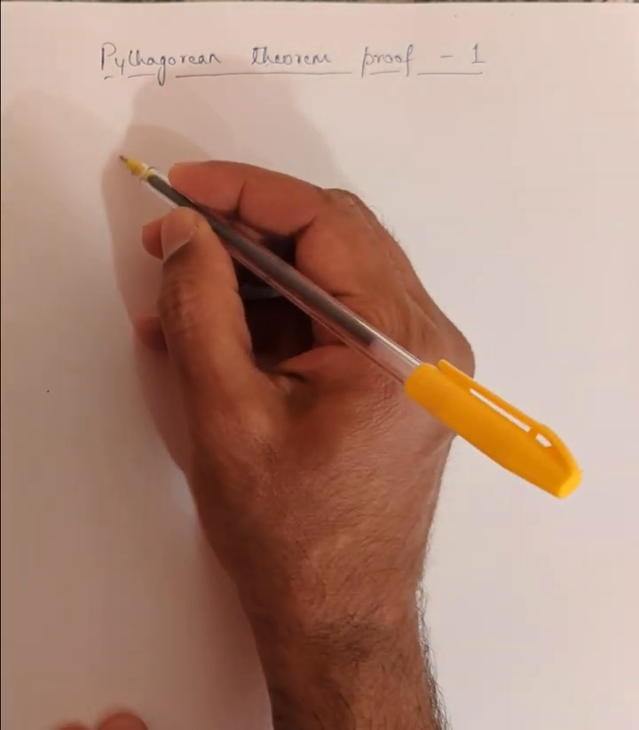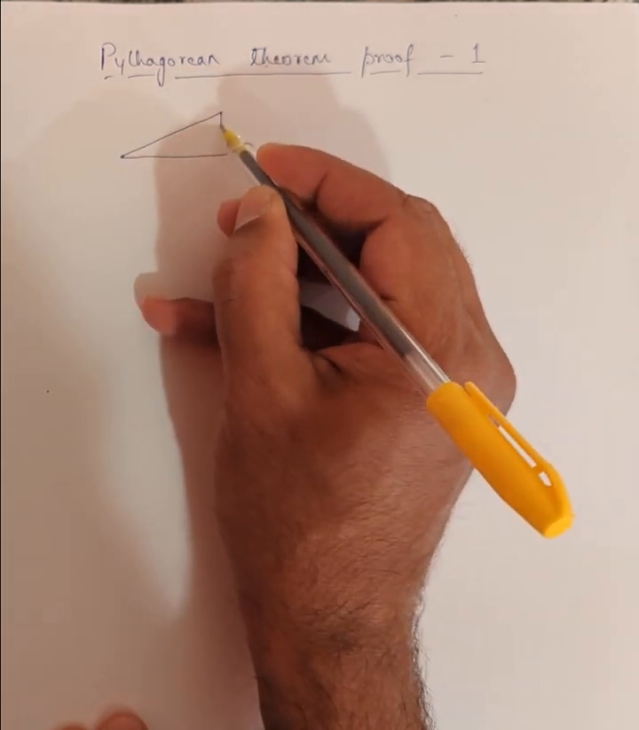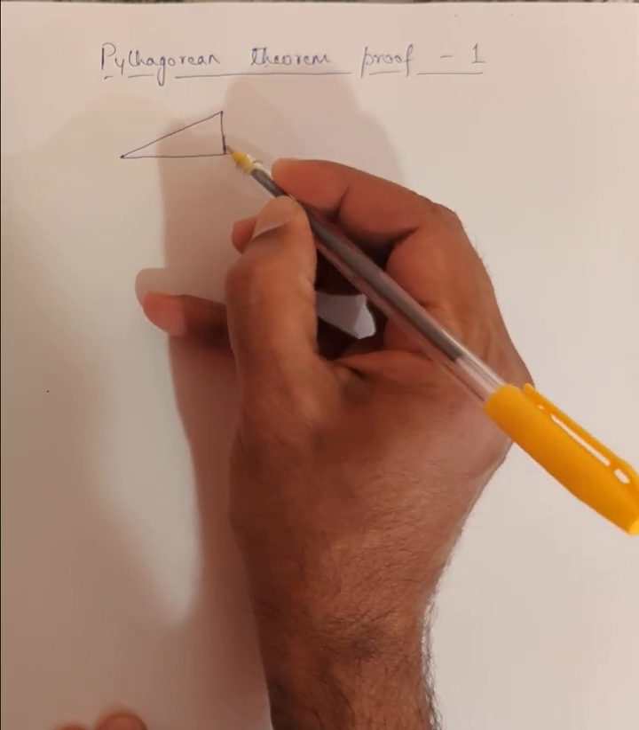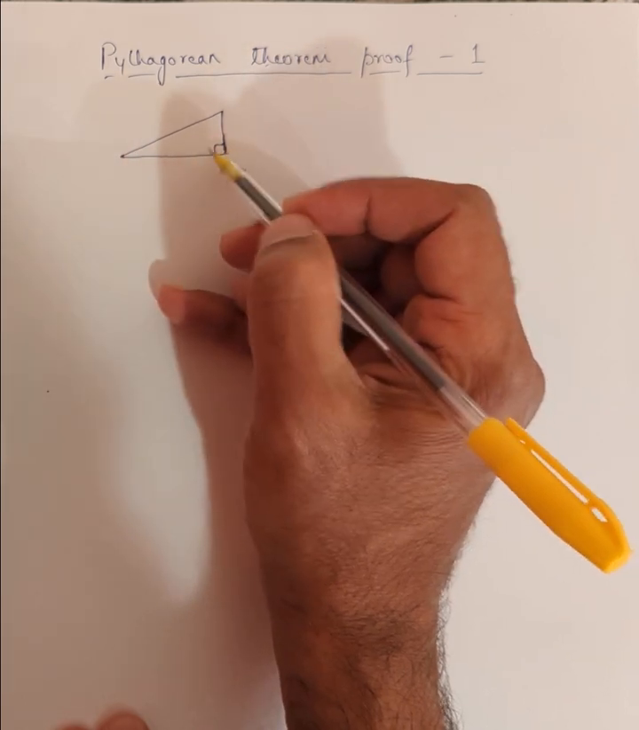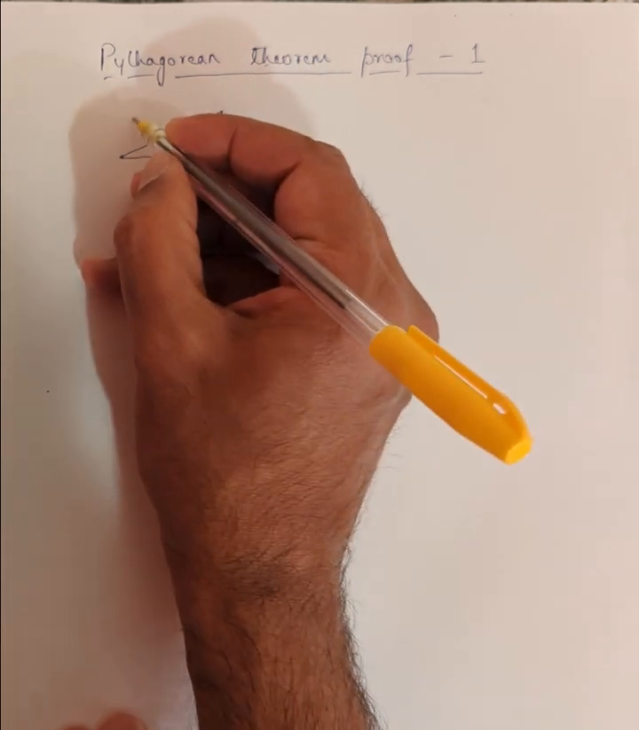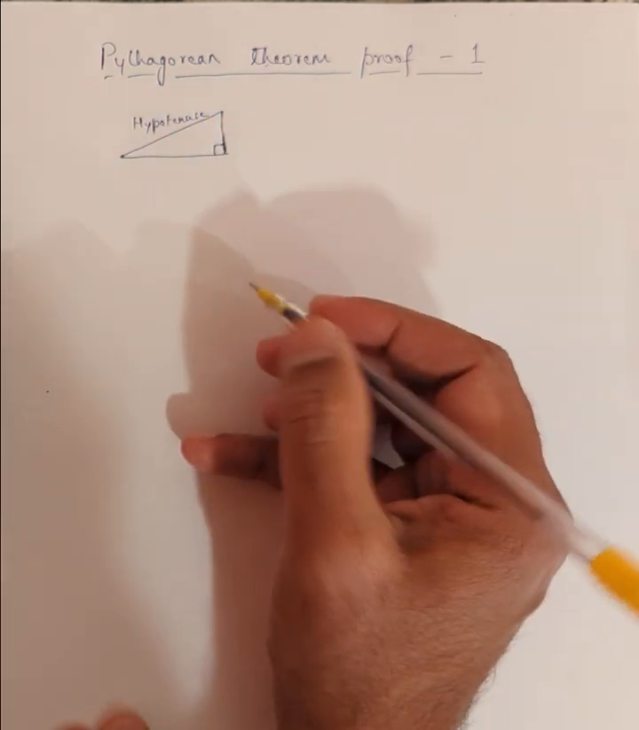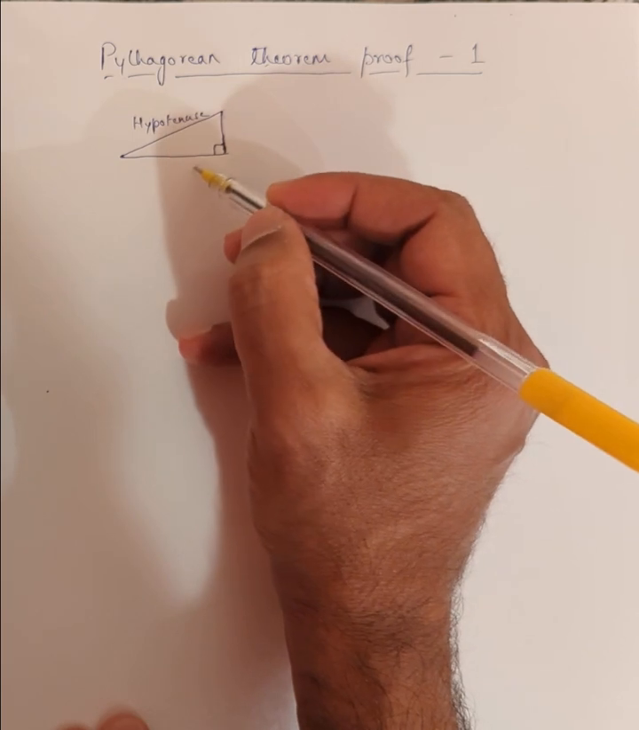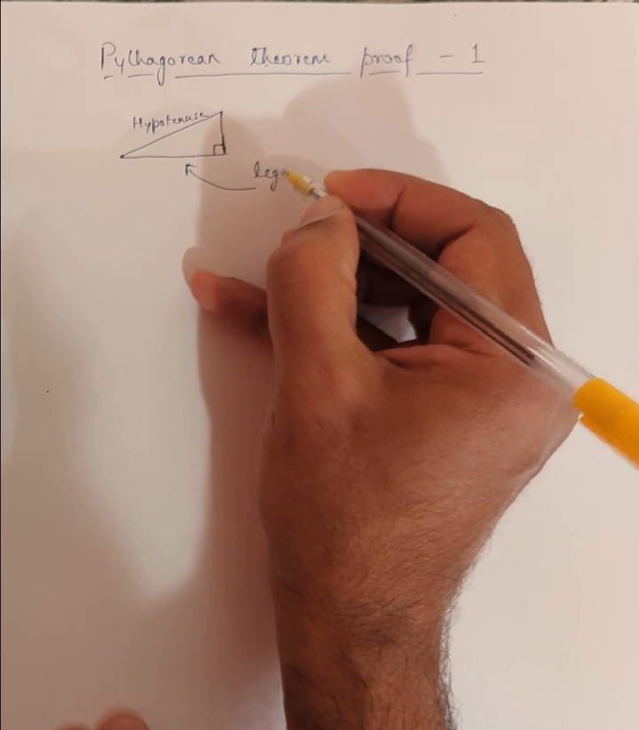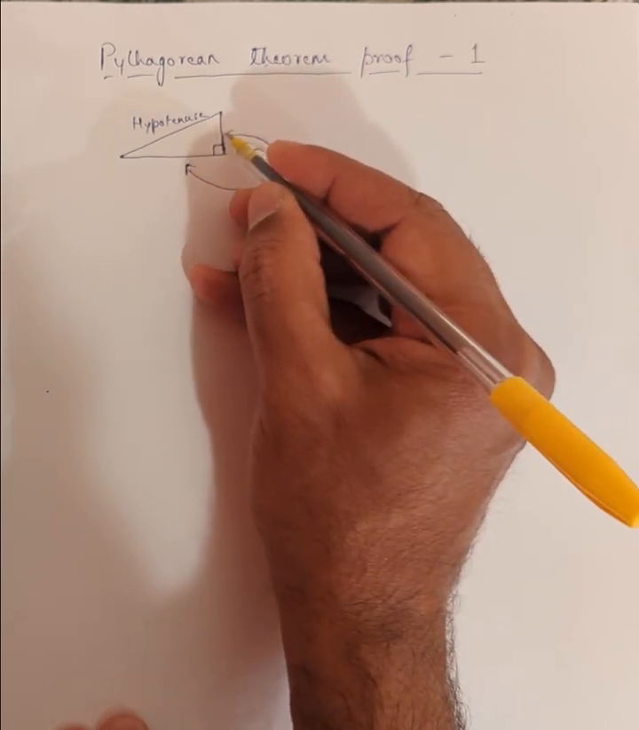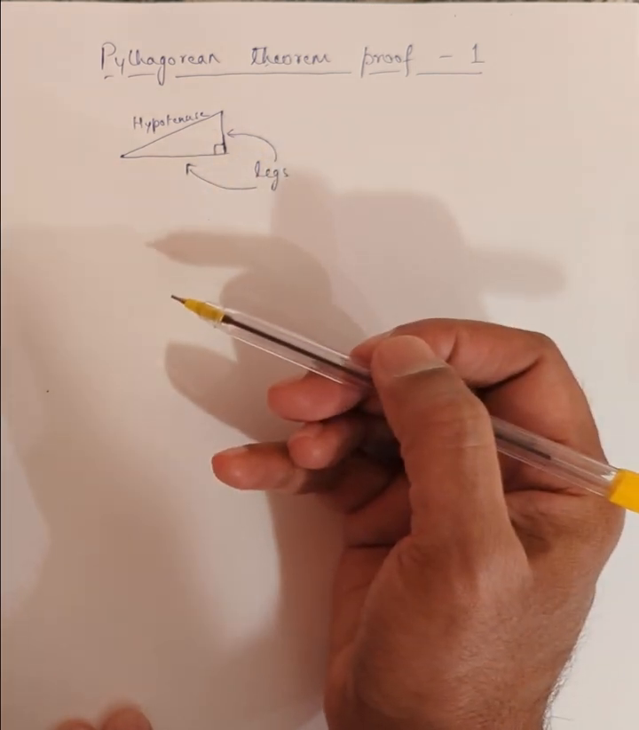If you have a right triangle, that means one of the angles is 90 degrees, and the side opposite to the 90 degrees angle is called the hypotenuse. It's going to be the longest side. The two sides that form the right angle are called legs. So a right triangle has two legs and a hypotenuse.